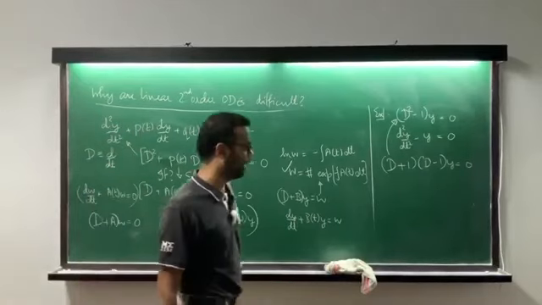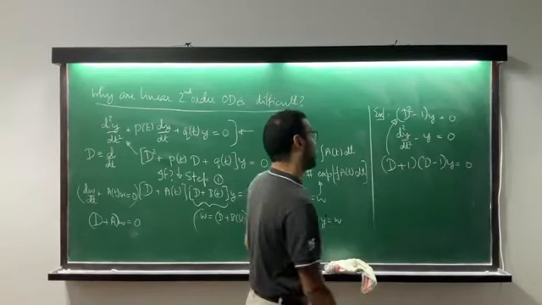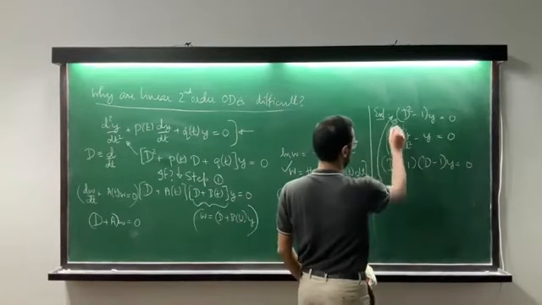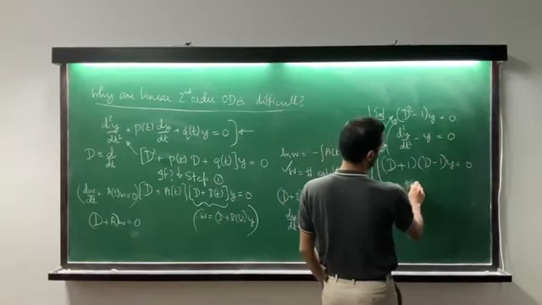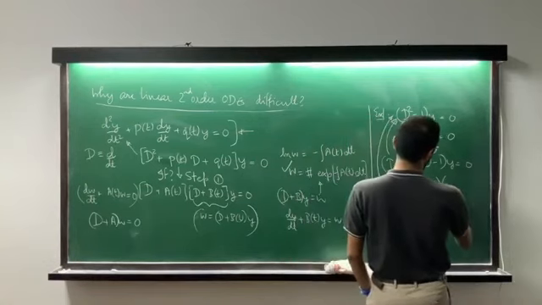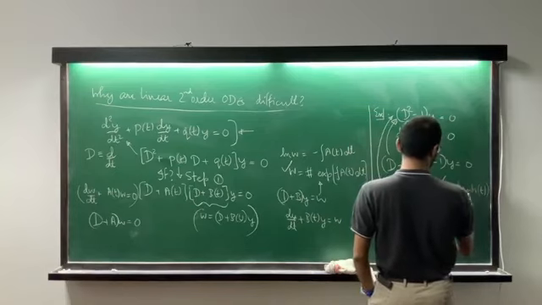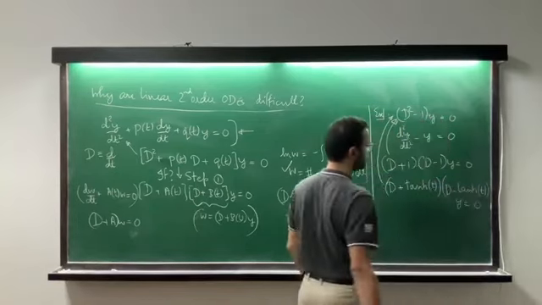That will work. It will work because you can try it out. You will see that you will get the solution. But the factorization is not unique. I can also write this as D plus tan hyperbolic of t times D minus tan hyperbolic of t times y equals 0.